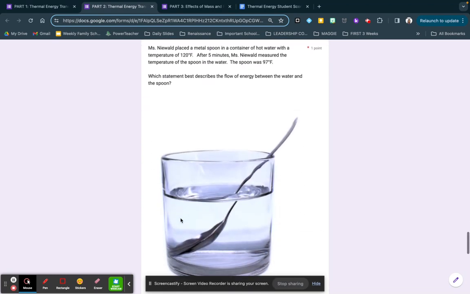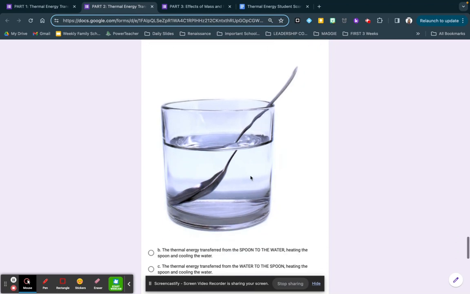Miss Newald, me. I place a metal spoon in a container of hot water with the temperature of 120 degrees Fahrenheit. Okay. After 5 minutes, I measure the temperature of the spoon in the water. Okay. So the water was super hot. I put the spoon in. Okay. When I measure the temperature, the spoon's 97 degrees Fahrenheit. Which statement best describes the flow of energy between that super hot water and the spoon?